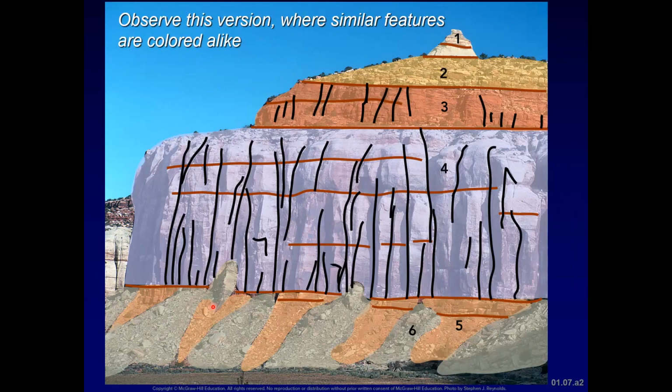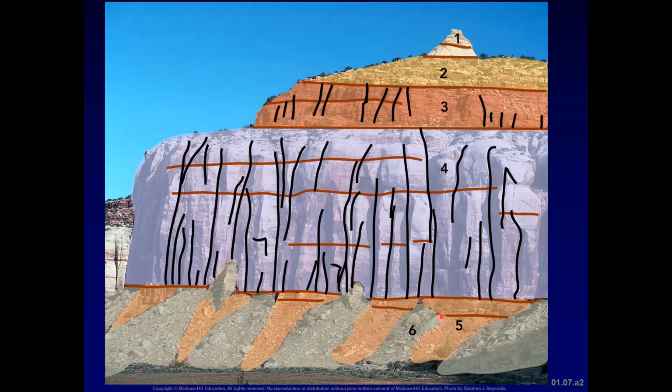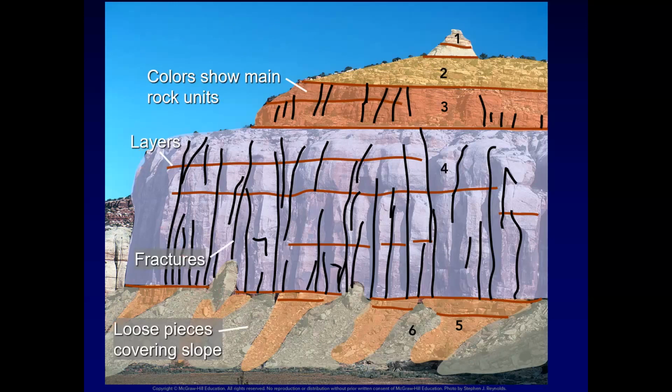You can draw on top of a diagram like this to make it make more sense over time. So we have 6 different units starting at the top, and then the fractures are highlighted as well. The horizontal lines show differences in bedding. The colors show your main rock units. Layers is a term I use interchangeably with rock beds. Then there are fractures, and 2 different materials that are loose pieces covering the slope. They came from different units here.